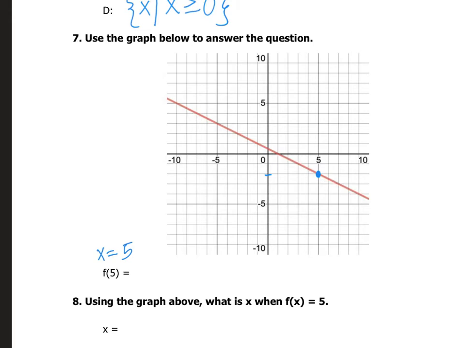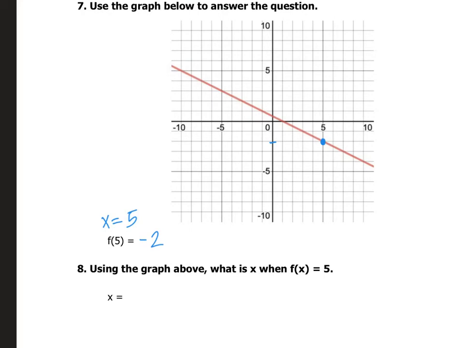You just got to be careful because sometimes with the lines, every 2 lines only counts for a total of 1, so just be careful. But this would be -2, so that means that f of 5 equals -2 because my y value is -2.